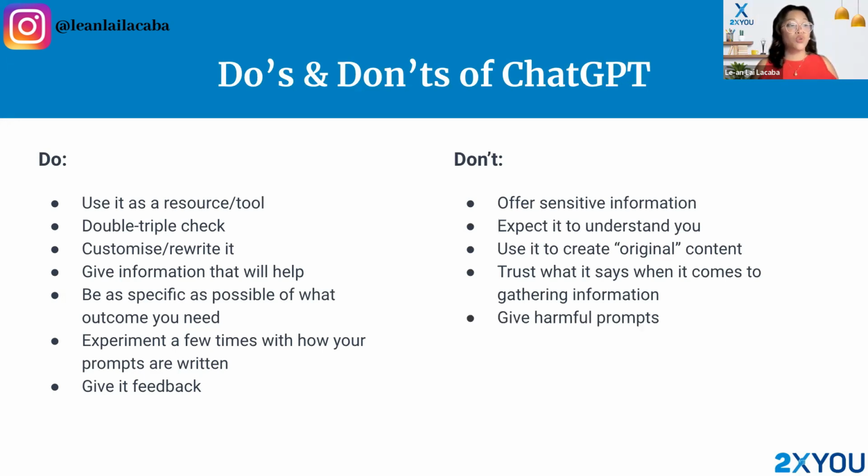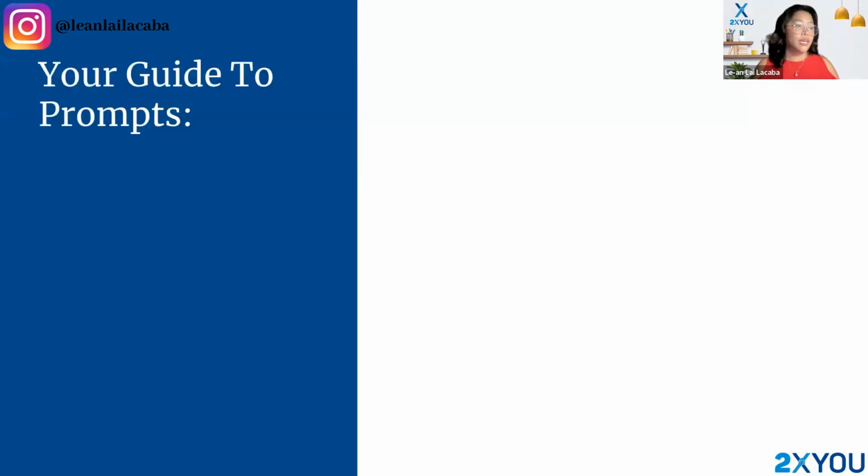And make sure not to give it harmful prompts. Don't teach it anything violent. Don't teach it anything traumatic, just because it's learning from us. Again, it's in beta. It's learning from how we're currently using it.